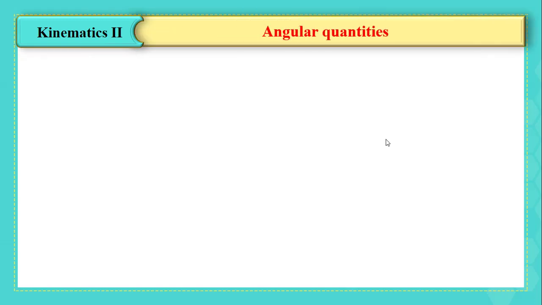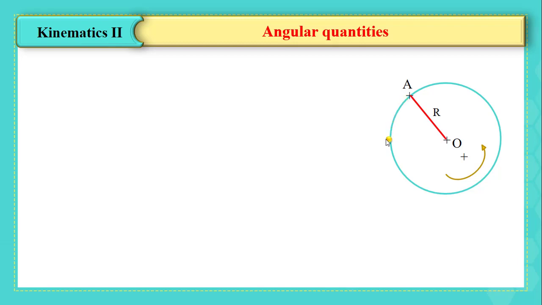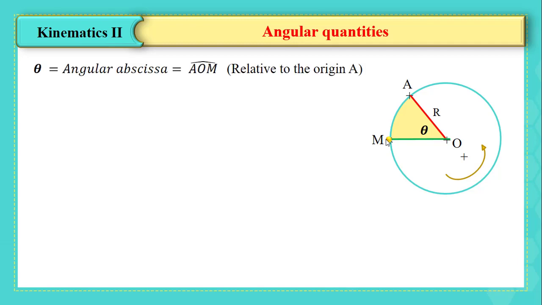What is the angular abscissa? Consider a particle moving on a circle of radius r and center O. The positive sense here is chosen to be anticlockwise. This particle moves from point A, which is taken to be the origin of the circle, to point M, where it covers an angle theta. We define the angular abscissa, which is equal to theta, the measure of the angle AOM relative to the origin A. Theta is given in radians.